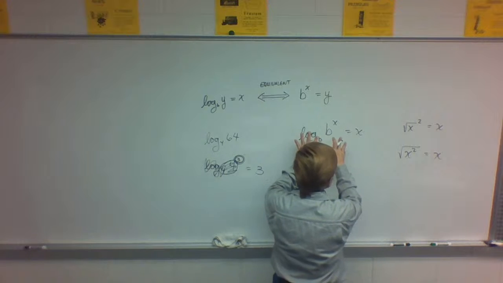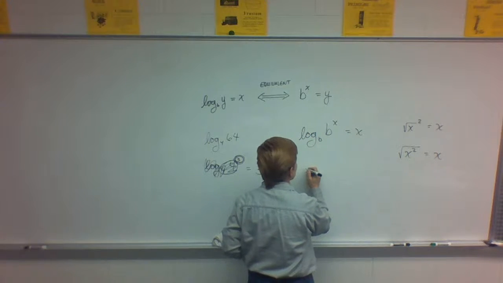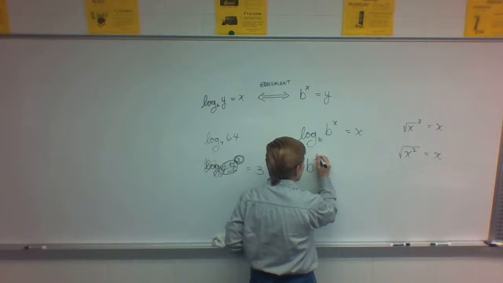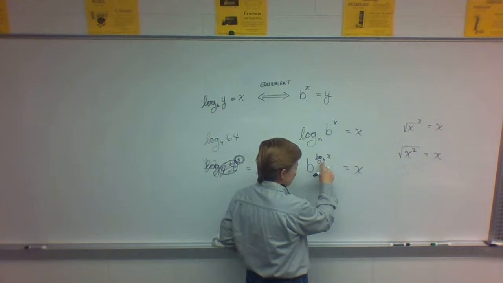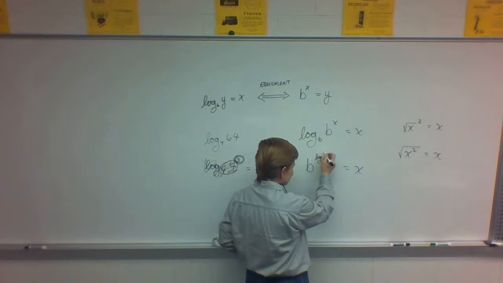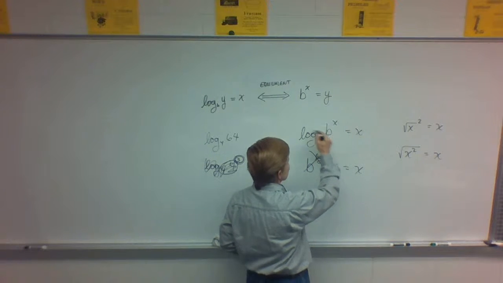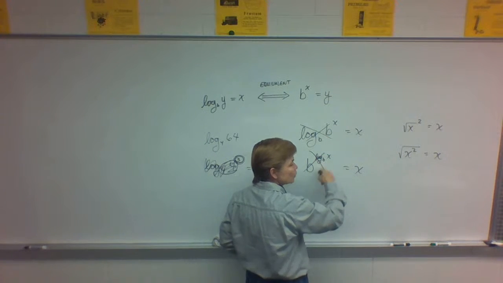Well, this expression right here, written the other way, would be this way. B to the log base B of x, that's still x. Because I have an exponent and a log with the same base. These guys undo each other, leaving you with x. And it doesn't matter which one comes first.